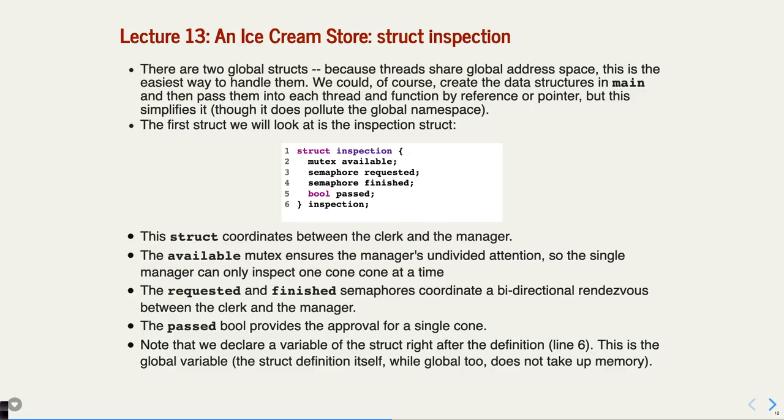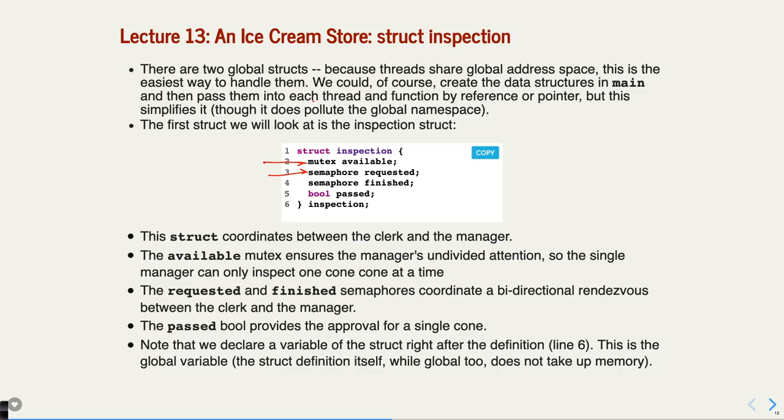Because we don't necessarily like global things, but with threads, sometimes it just makes it easier to pass around a global variable than to deal with having a struct that you're passing around. Sure, for encapsulation reasons, we probably would want to pass it around in a more robust program. But for now, we are just making a struct called inspection, and it's got these fields in it.